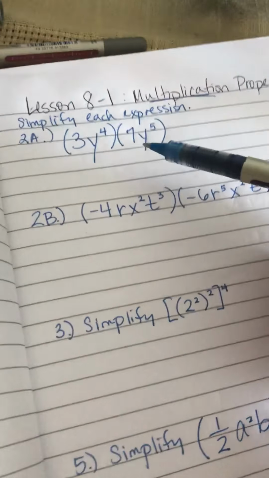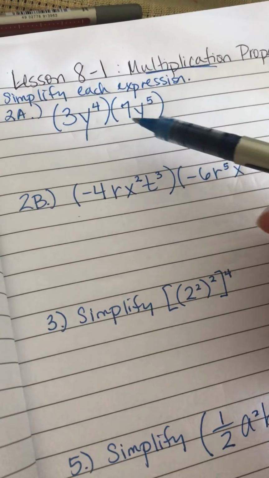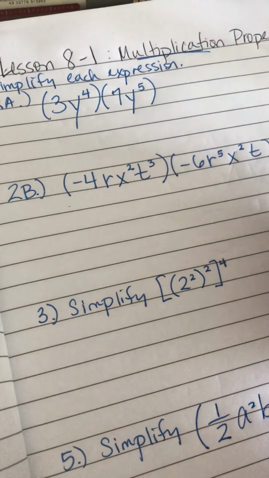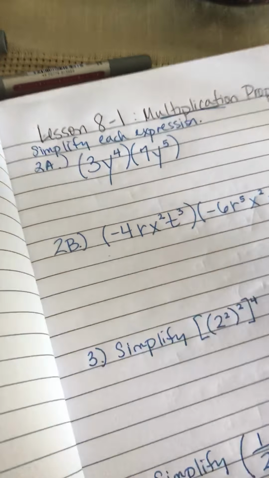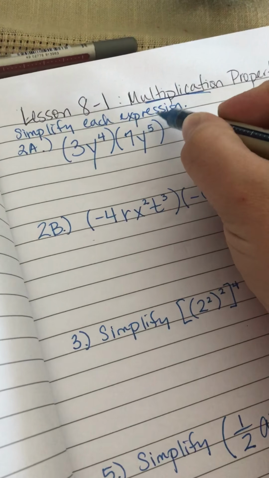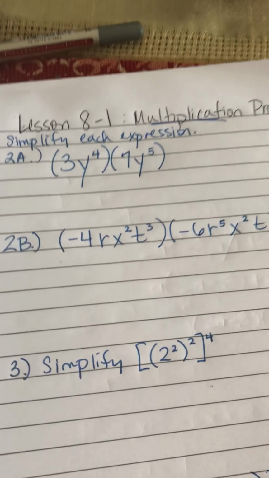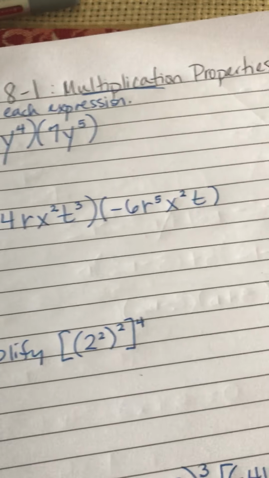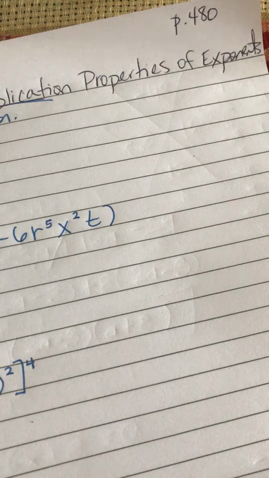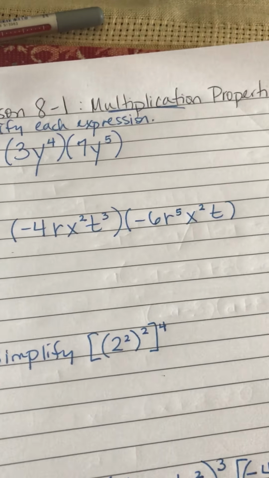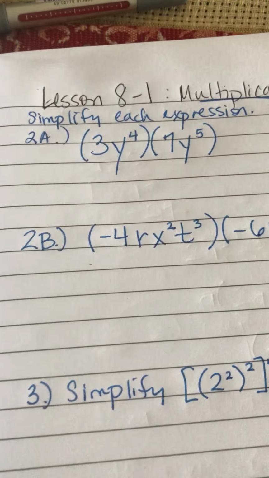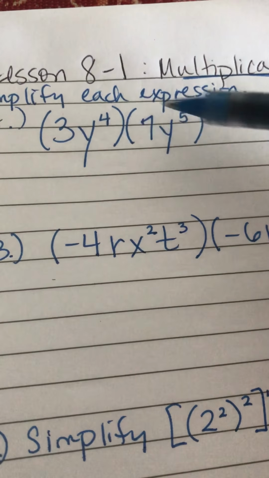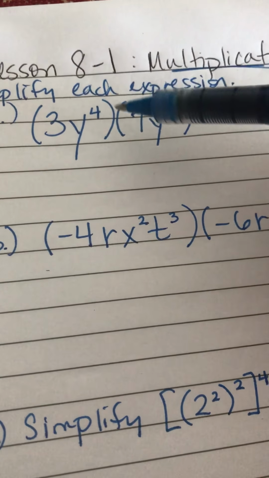So on this one, if we look at this problem, first we see it's all multiplication. Since it's all multiplication, we know that we're only using multiplication properties. Second, there are no exponents outside of the parentheses. So if there are no exponents outside of the parentheses, the only property that we can use is the very first one in your flip chart, which is called the product of powers. The product of powers says that when you're multiplying two powers that have the same base, so the y is the base, we add the exponents.